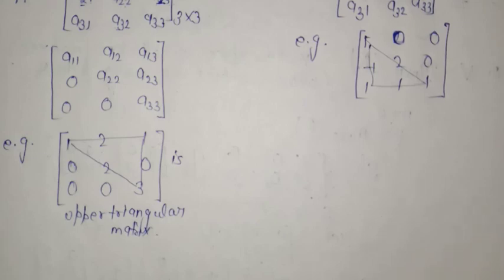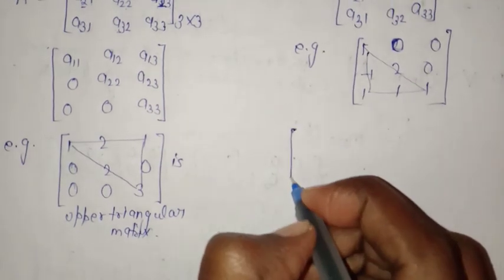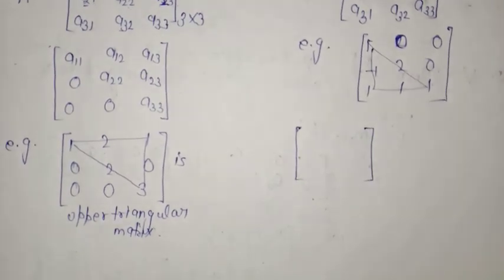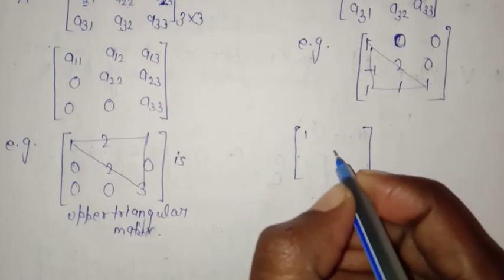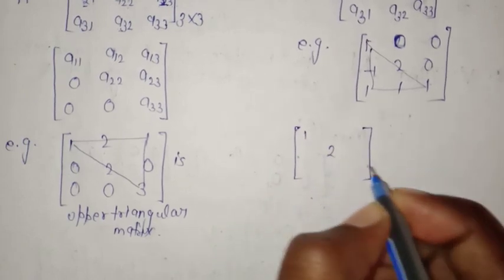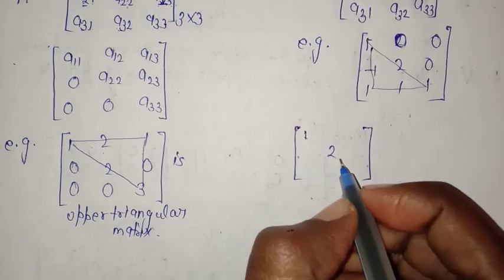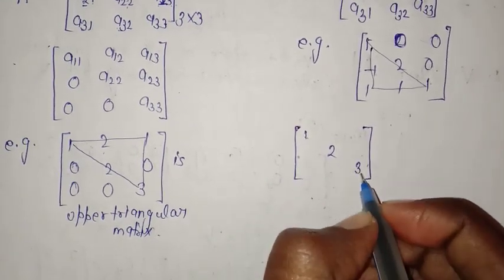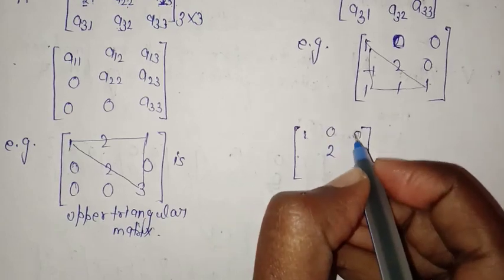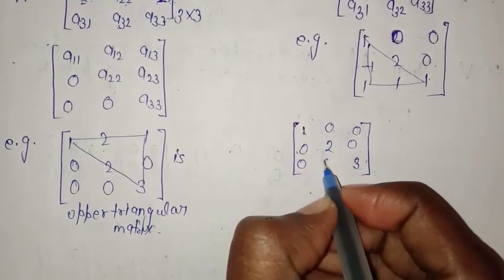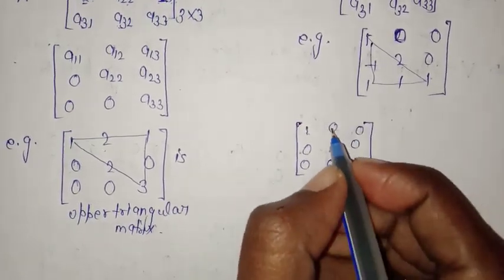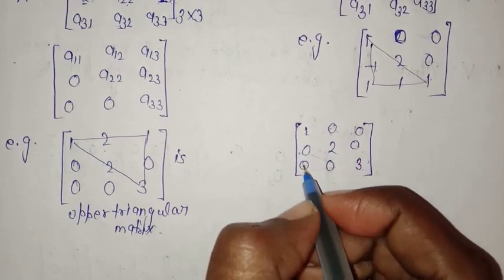Now a question arises: what about those matrices which are both upper triangular and lower triangular? We know about the diagonal matrix that was discussed in the previous video. If we remember the definition of a diagonal matrix, only diagonal elements can be non-zero, other elements must be zero. So if we apply the definition of upper triangular, this matrix is upper triangular as well as lower triangular.